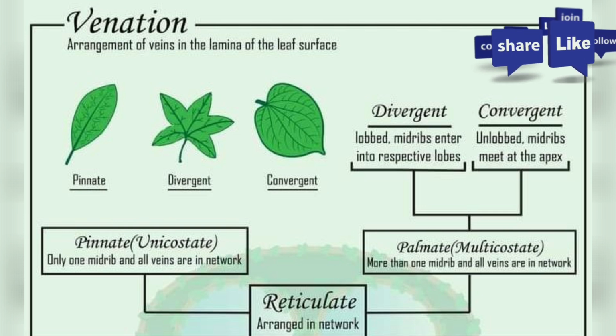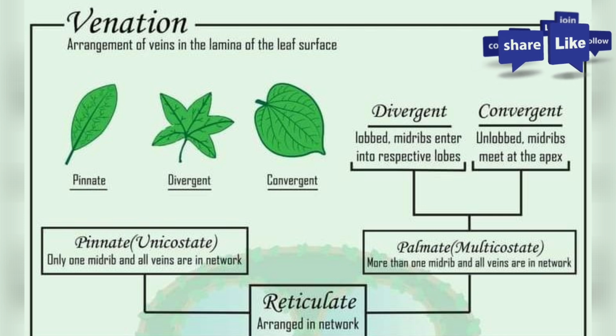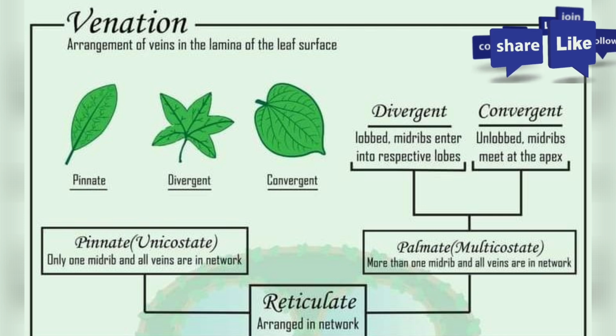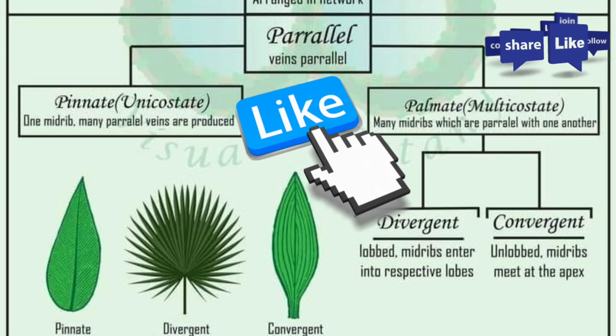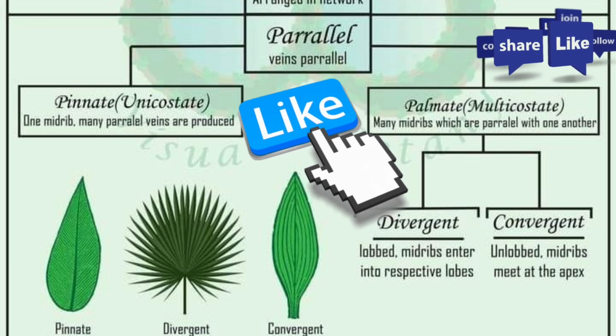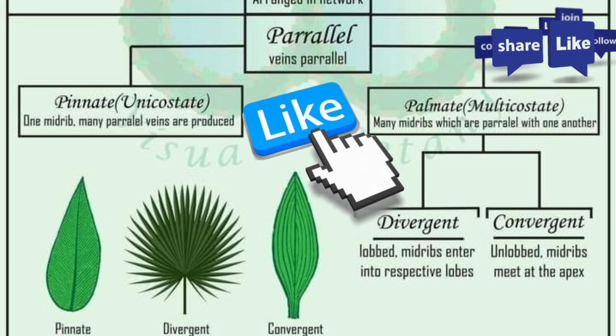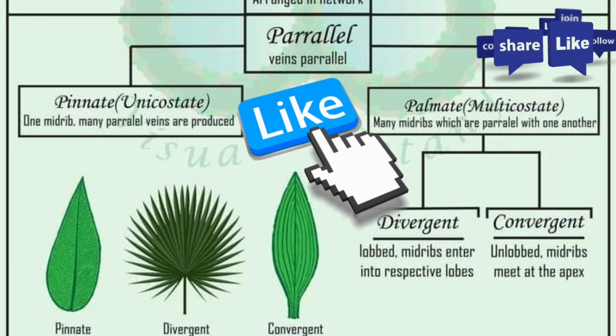In reticulate venation of the leaf, veinlets form a network. All the dicots show the reticulate kind of venation. In parallel venation, veins run parallel to each other. All the monocots are examples of the parallel kind of venation.